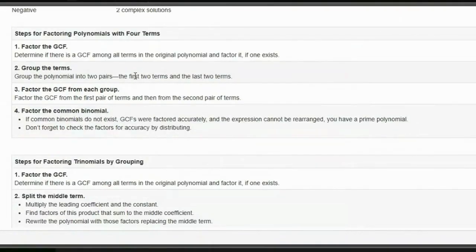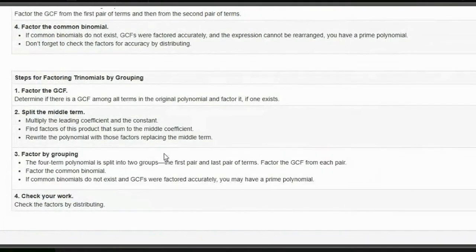Steps for factoring polynomials with 4 terms, like when you have an x and a y in there: first, greatest common factor. Group the terms, factor the greatest common factor from each little group, and then factor the common binomial. Steps for factoring trinomials by grouping: factor the greatest common factor. Split the middle term. We figured out which numbers to use because we multiply the leading coefficient and constant, find the factors that add to be the middle coefficient, and then rewrite it. Then you do the factoring by grouping.